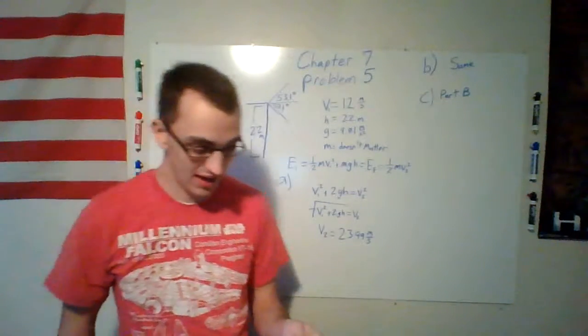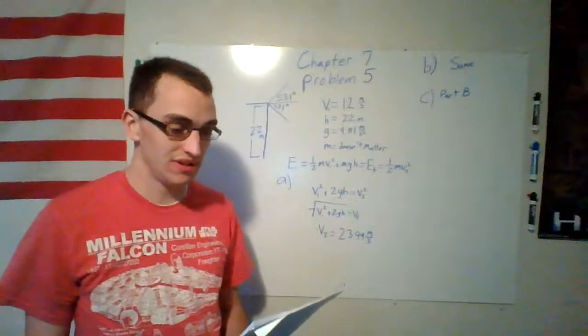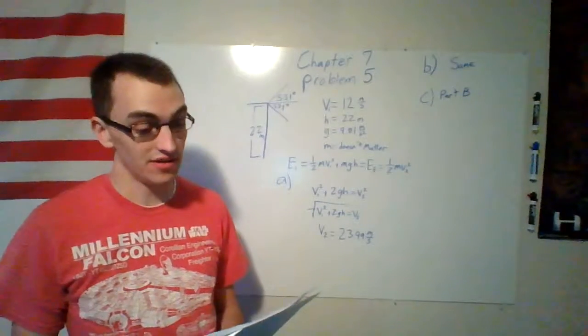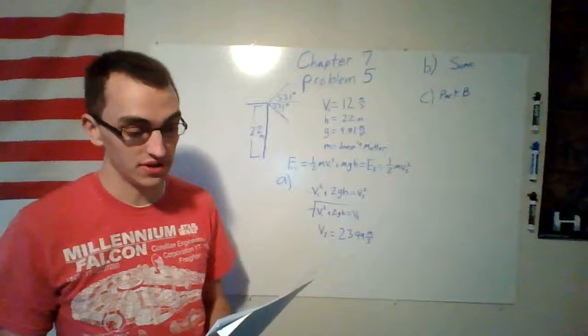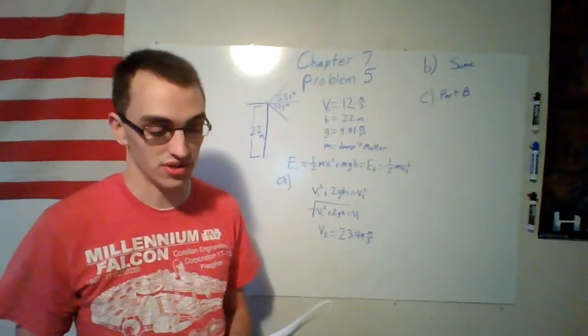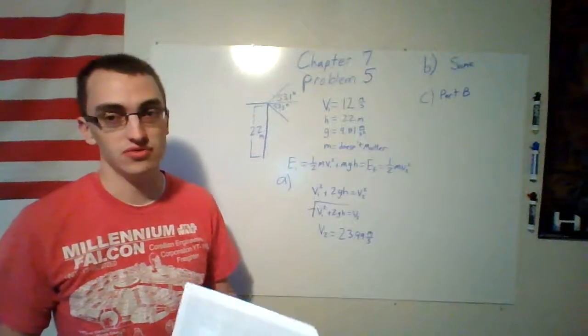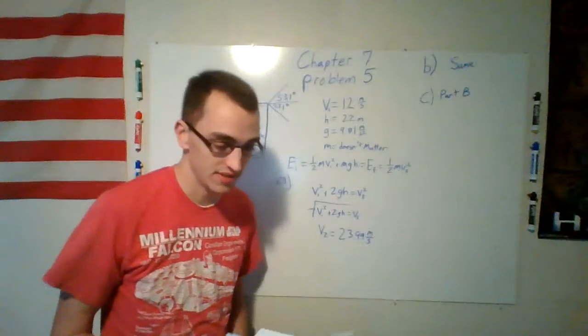Problem 5 reads, a baseball is thrown from the roof of a 22-meter tall building with an initial velocity of a magnitude of 12 meters per second and directed at an angle of 53.1 degrees above the horizontal. So A, what is the speed of the ball just before it strikes the ground? And you need to use energy methods and ignore air resistance.